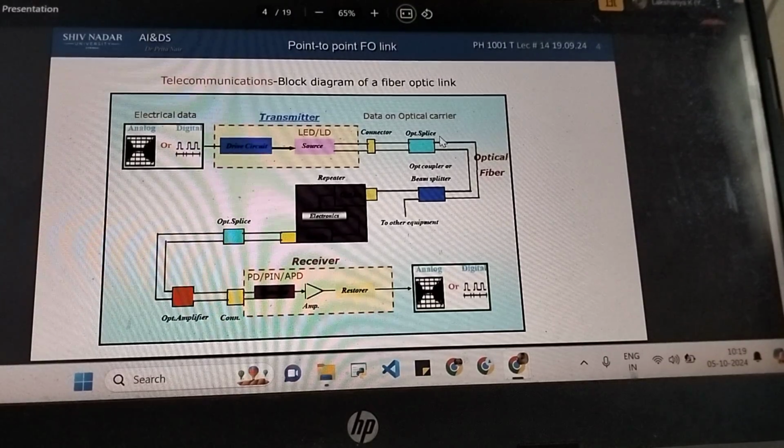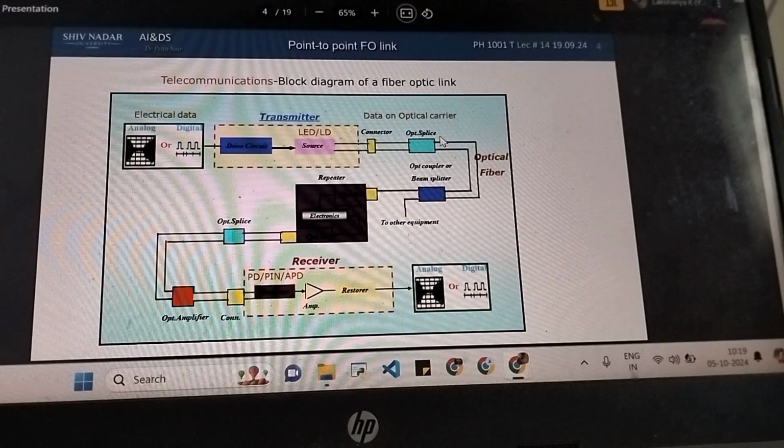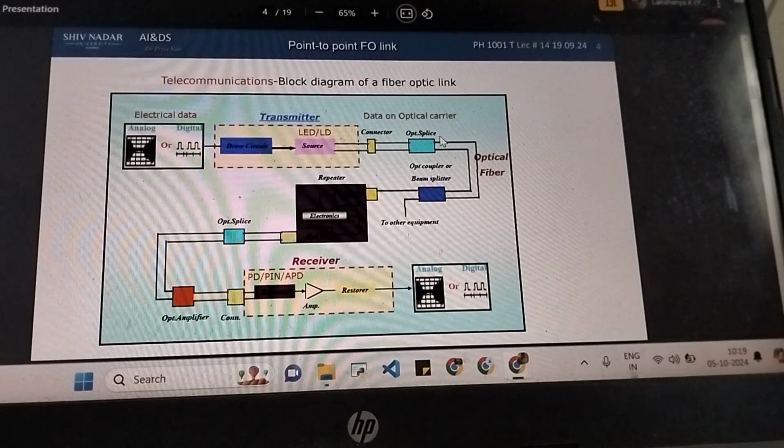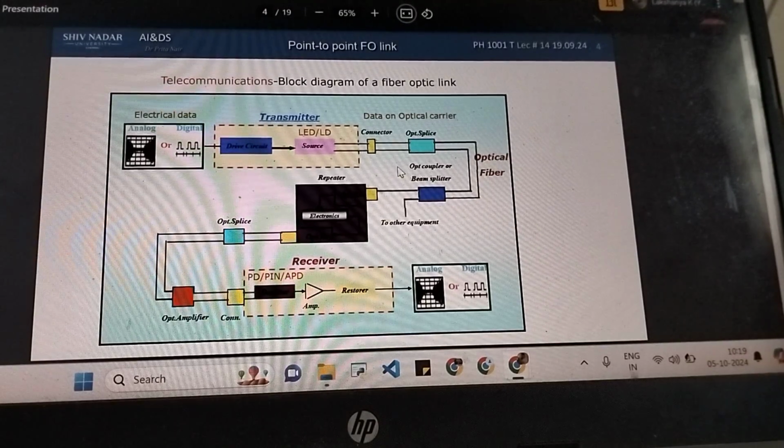As in when you're traveling over a long distance, like I said, for example Chennai to Rajasthan, it's not possible to do it within one fiber. So you take multiple fibers and you join them. That joining equipment is called splicer. And coupler or splitter is used to split the signal into two paths.